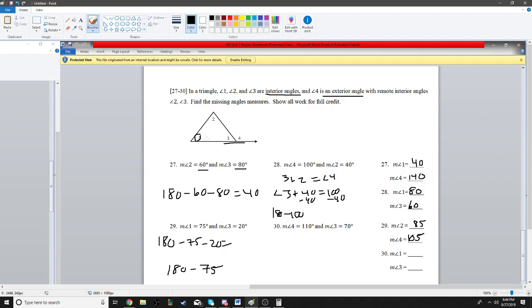And last one, angle 4 and angle 3. So again, angle 4 equals angle 2 plus angle 3. Angle 4 is 110. We don't know what angle 2 is, but we know that angle 3 is 70 degrees. Subtract 70 from both sides to get angle 2 is 40 degrees. Well, I think that's a typo. That should be a 2. The measure of angle 2 is equal to 40 degrees. Angle 3 is 70 because it gives it to us. And angle 1 is going to be, again, that linear pair with 4. So we got 180 minus 110, which is 70 degrees.